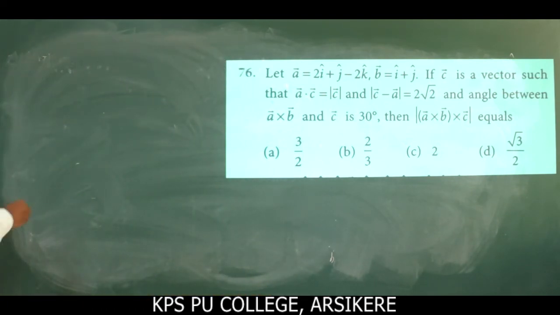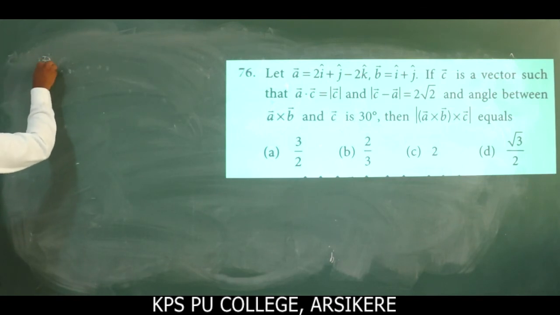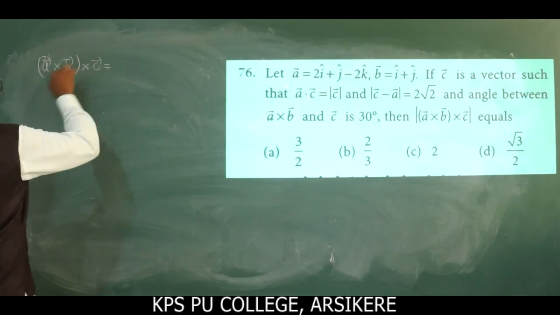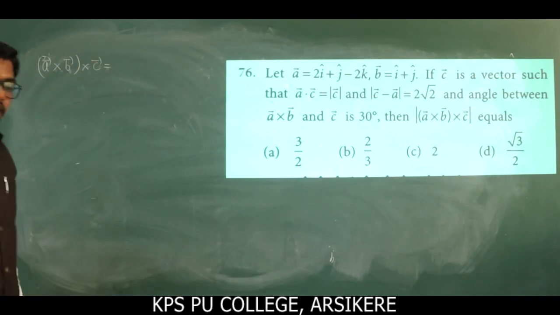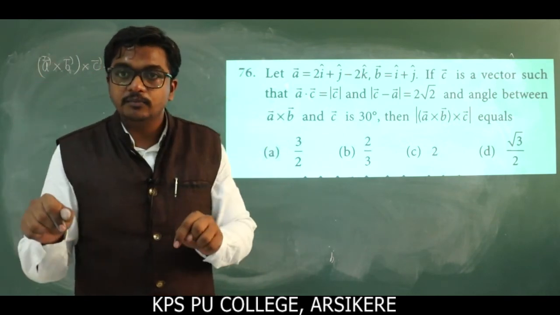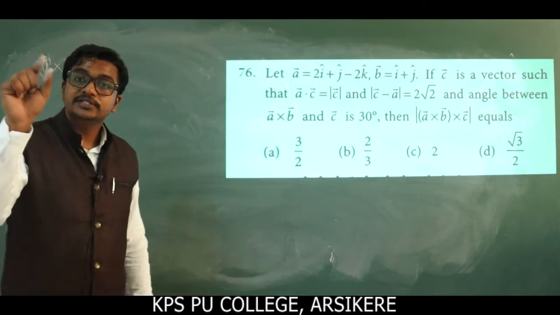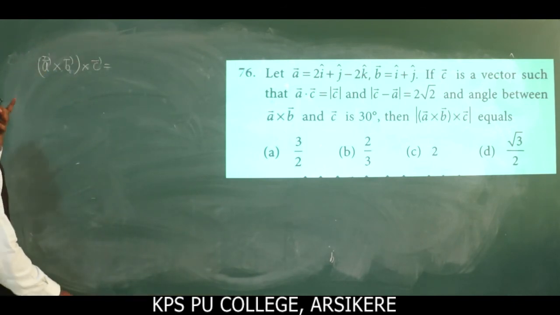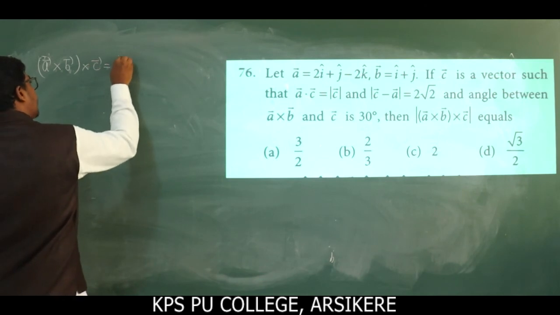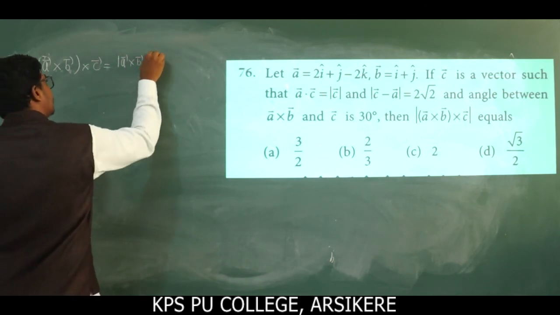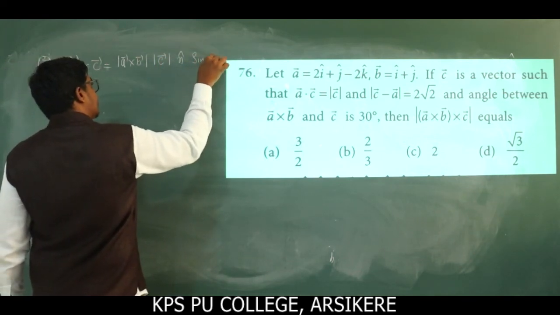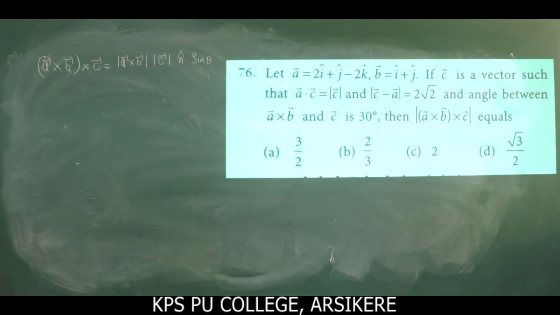Just observe here. We need to find the magnitude of A cross B cross C. So just apply the formula. Whenever we have A cross B, it is equal to magnitude of vector A into magnitude of vector B into n cap into sin theta, we were taking that. So therefore this becomes magnitude of vector A cross B into magnitude of vector C into n cap into sin theta.